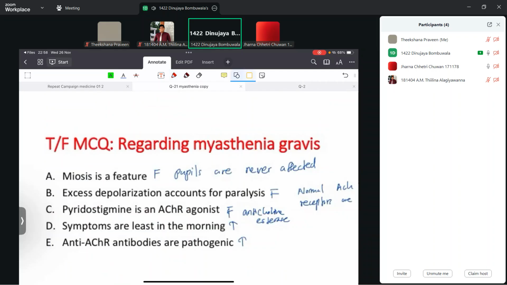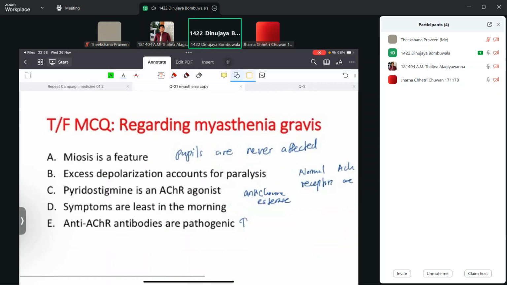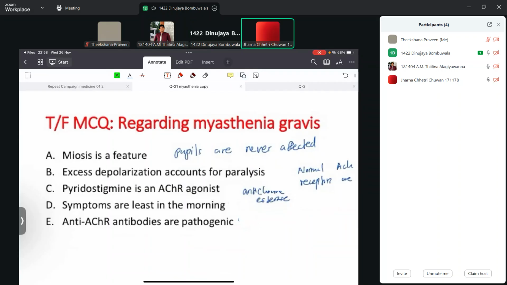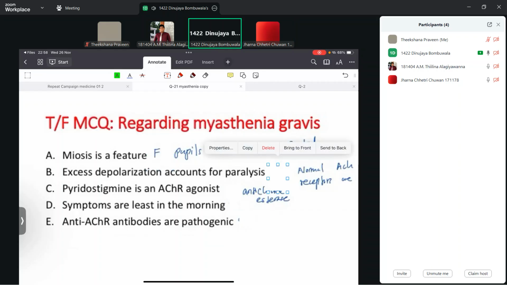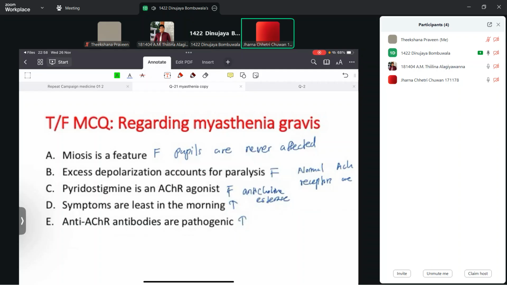True or false? False. Pupils are not affected. Next: excess depolarization accounts for paralysis. True, and the organophosphate one, tetanus. Good.